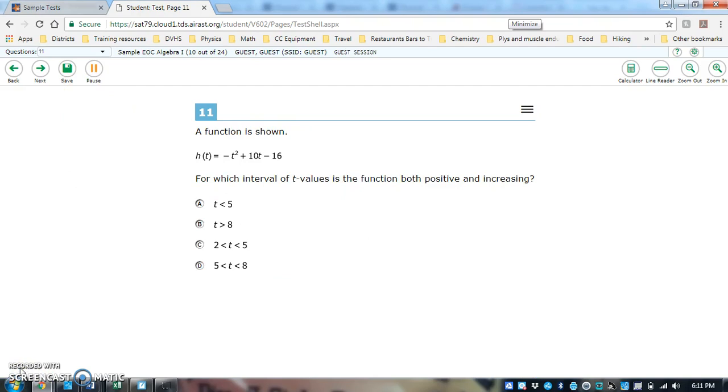All right, for problem 11, we're given a quadratic, and we're asked for which interval of t values is the function both positive and increasing. Well, we have to realize that it's going to be positive, so we can automatically rule out A. A says for t less than 5. Well, values less than 5 would include negative numbers, so A is right out. Okay, so now we're looking at t greater than 8, t between 2 and 5, and t between 5 and 8. Easiest thing to do is go put this in your calculator.